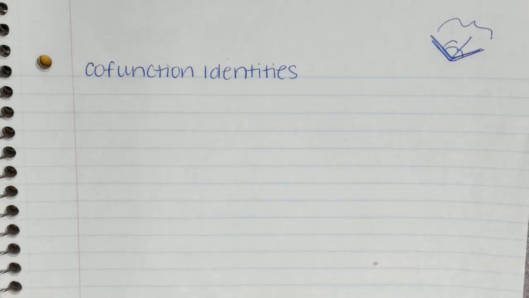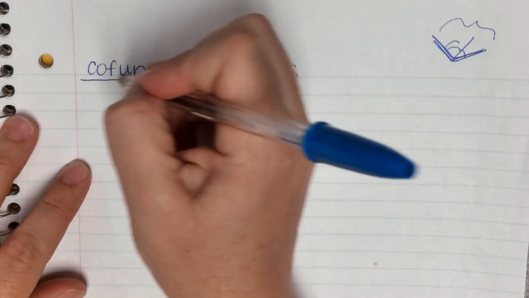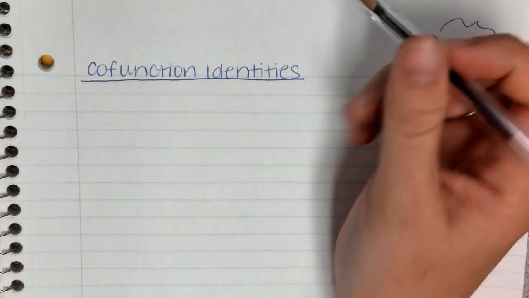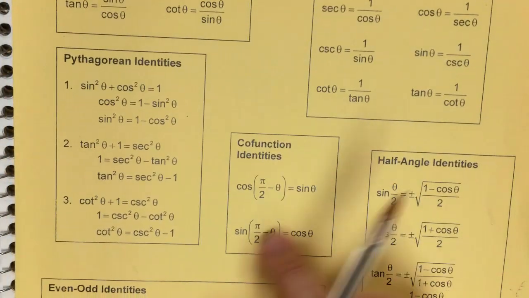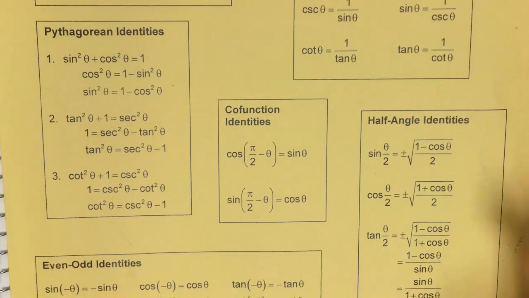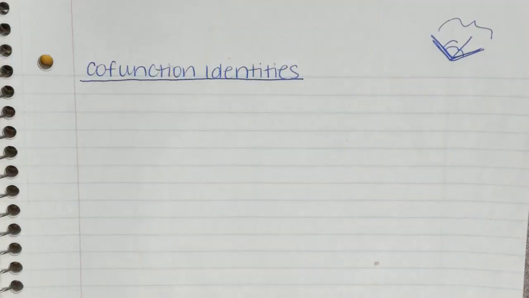All right. Today we're going to start with the cofunction identities. Oh man, I spelled identities wrong. Cofunction identities are located smack dab in the middle of your identity sheet. We have two of them. Let's just copy them down so we can discuss them.